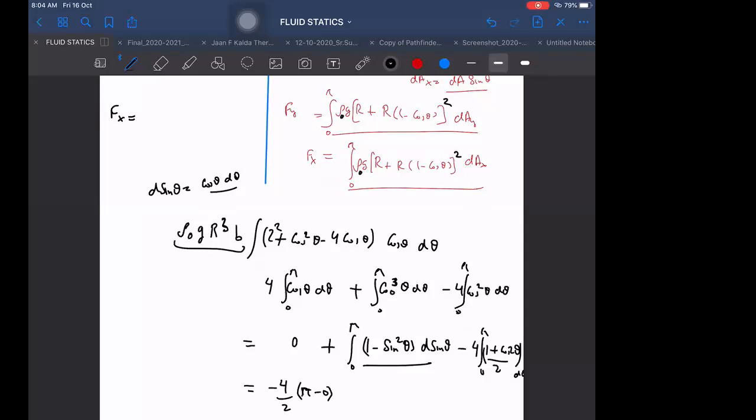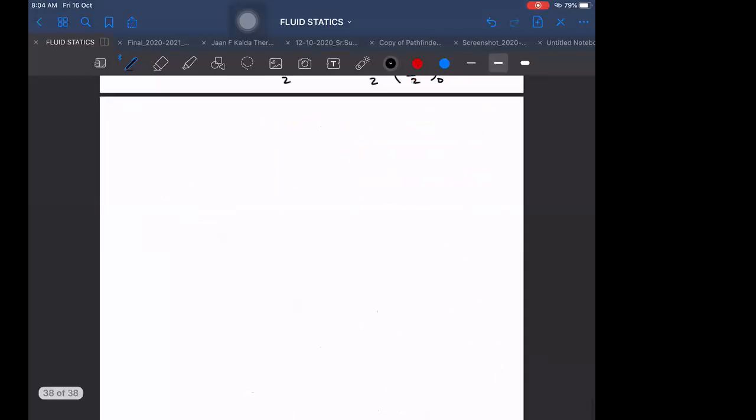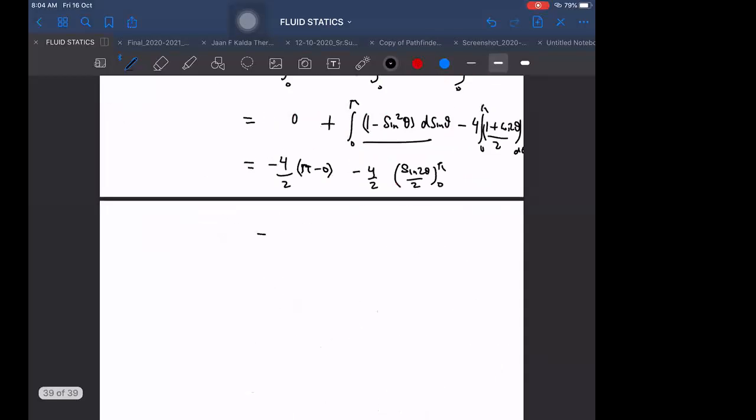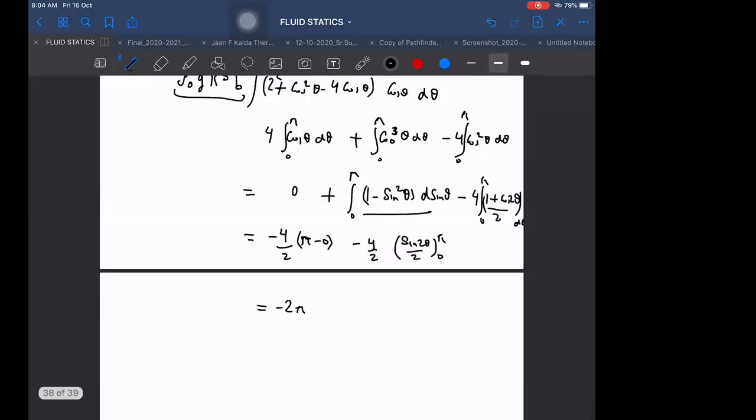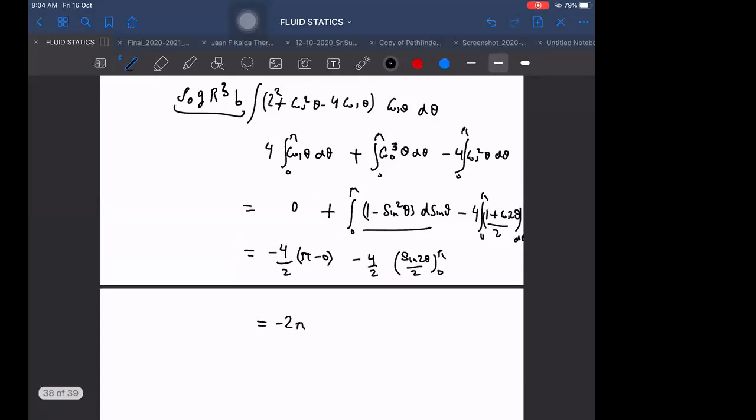Minus 0. Minus 4 by 2 into cos 2 theta. Cos 2 theta integration is sin 2 theta by 2, from 0 to pi. What is it at last? Pi by 2, sir. The term is 0, sir. 2 pi. Second term, I think 0 only. Will be 0, sir.